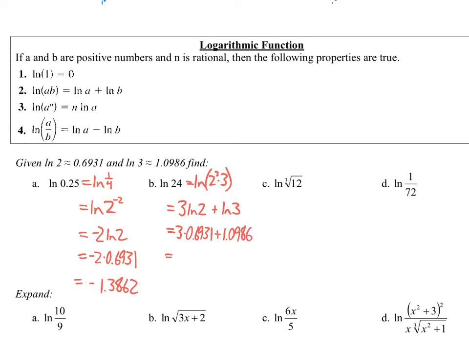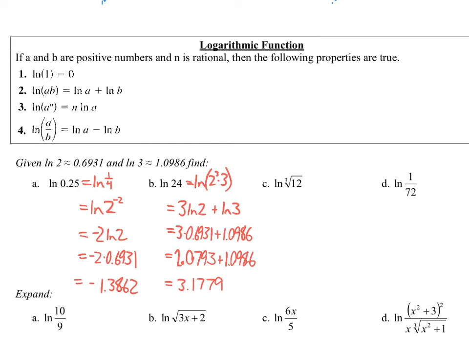Okay, and then we can do the arithmetic. All right, 2.0793 plus 1.0986, and that's 3.1779. Okay, so that is natural log of 24. Okay, and we could do that with all of these.